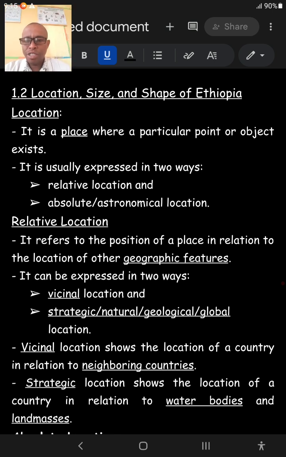All right. Before I explain the location, size, and the shape of Ethiopia, you have to know the meaning of what location is first of all. As you can see from the screen, location is a place where a particular point or object exists. This is a definition of location. So it can be expressed in two ways, as relative or absolute or astronomical location.